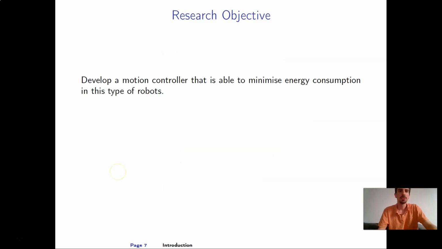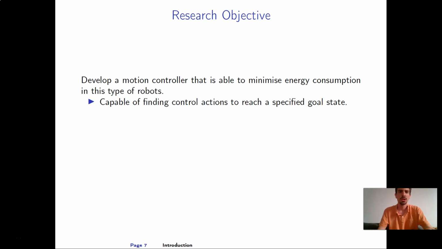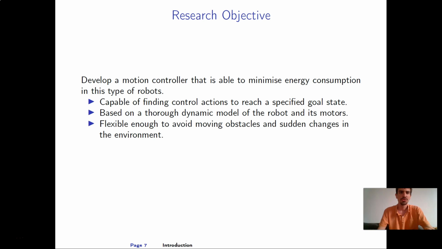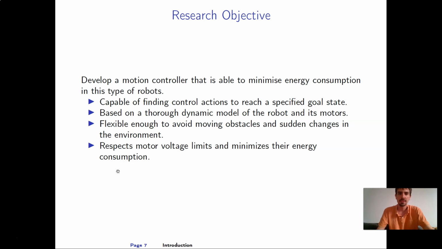Omni-wheeled robots are usually controlled using simple kinematic models, which are not able to account for this wasted energy. Therefore, the objective of this paper is to design a motion controller that is able to minimize energy consumption in this type of robots. This controller will need to be able to navigate to a certain goal state based on a full dynamic model of the robot and its actuators. It also needs to be flexible enough to avoid obstacles and sudden changes in the environment. Modeling of the motors will let the controller respect the voltage limits and minimize their energy consumption.